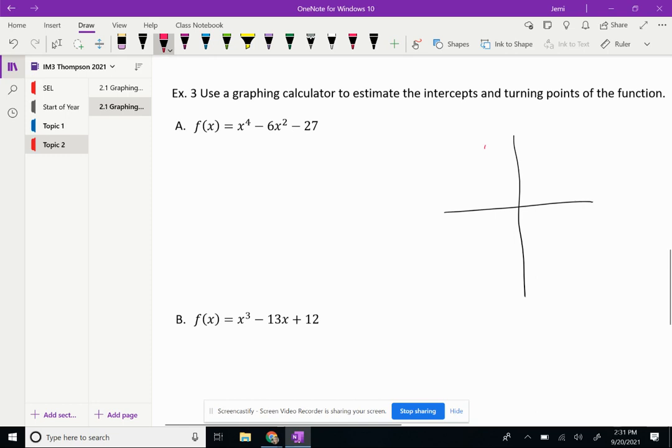So the general shape is kind of this W shape. My graph showed it crossed at 3 and -3, and my y-intercept was down here at -27. So a real loose sketch.